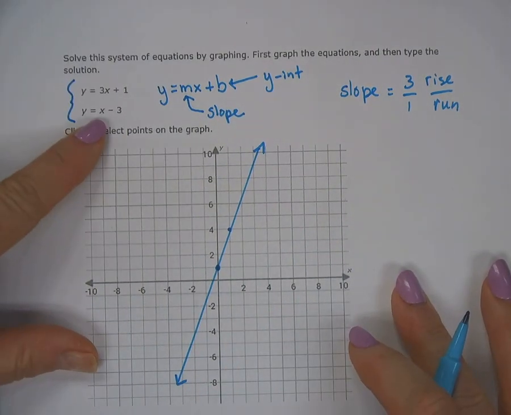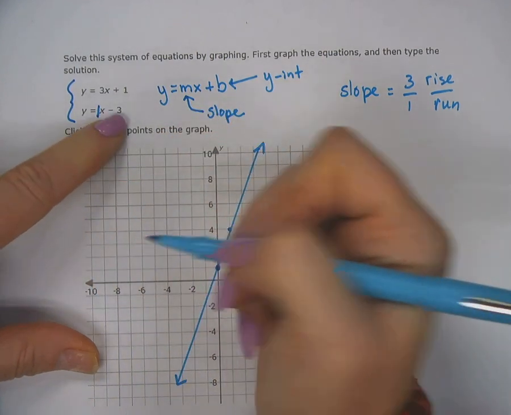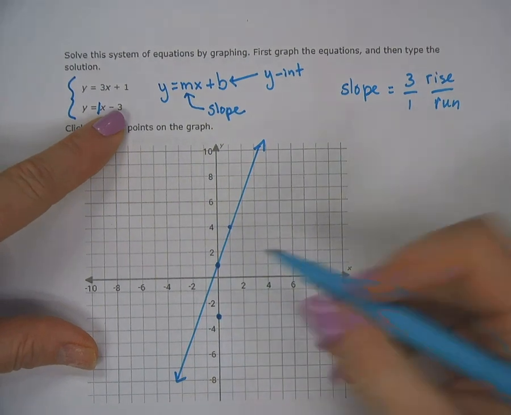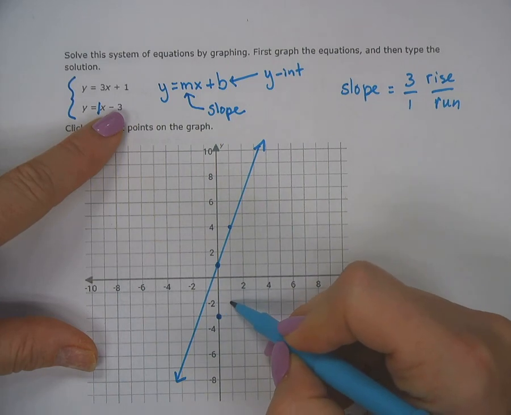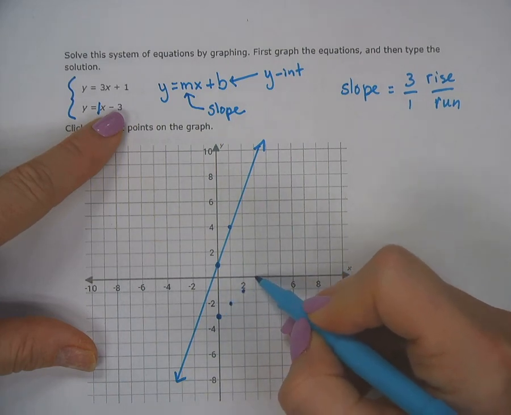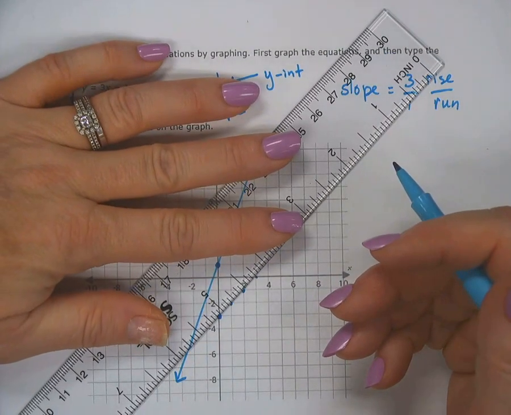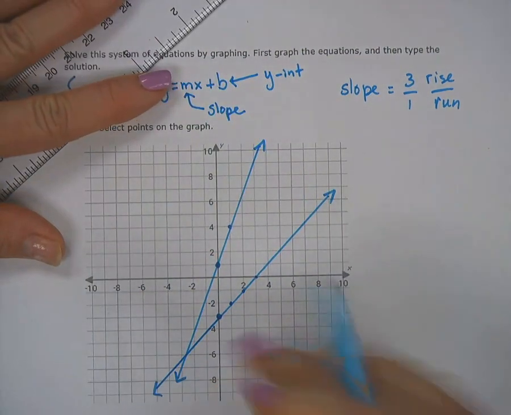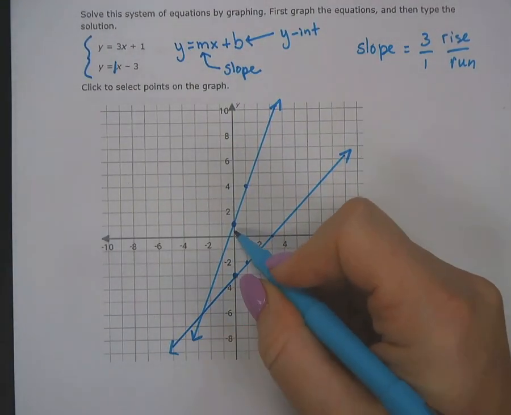Second equation, y equals x minus 3, the slope is going to be positive 1, because it's the coefficient here, and the y-intercept is negative 3. So we're going to go on the y-axis to negative 3, and a slope of 1 means we rise 1, run 1. And then I'm going to use my ruler to connect and extend. And it's important to extend your line out because remember, we're looking at that point of intersection. If you don't draw your line far enough, sometimes you might not catch that intersection point.